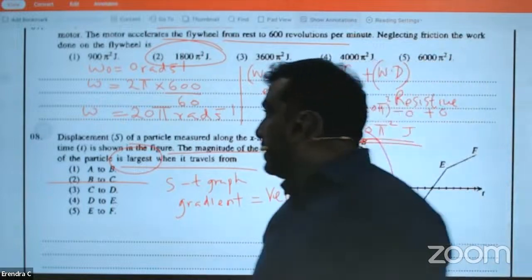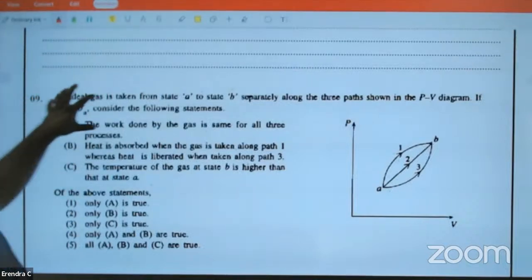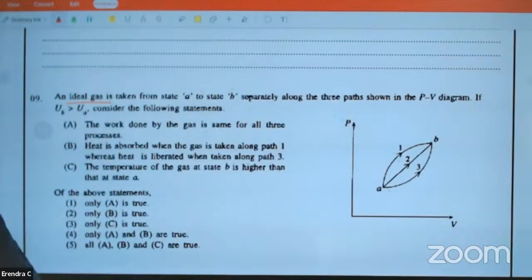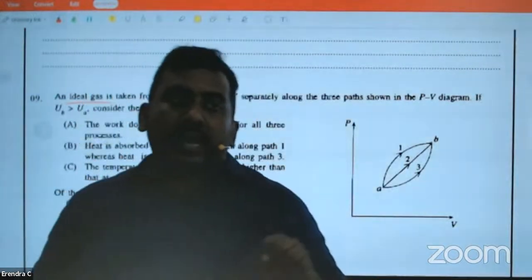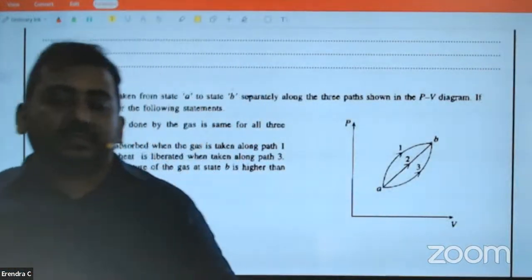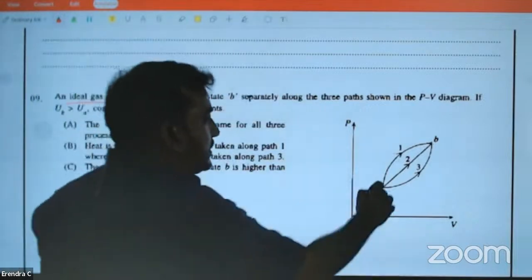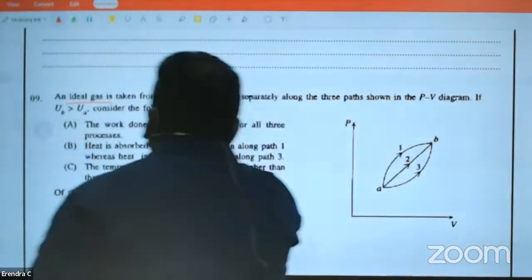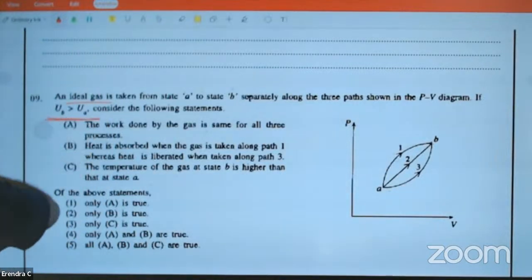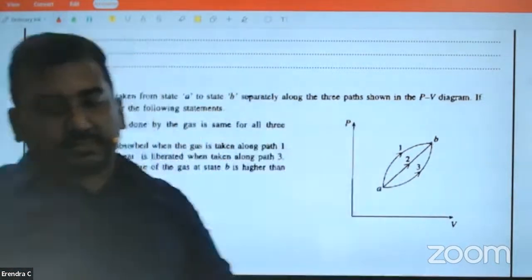Okay, right. Enough talking. Let's keep going. Right. Look at this. An ideal gas is taken from state A to state B. Now, these are thermodynamics section. I'm sure you've done thermodynamics in your thermal physics lesson. From state A to state B separately, there are three different paths. If UB is greater than UA, what do you mean by UB? UB means symbol for internal energy.